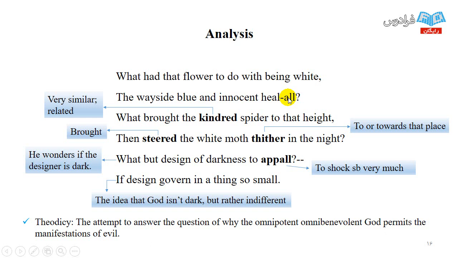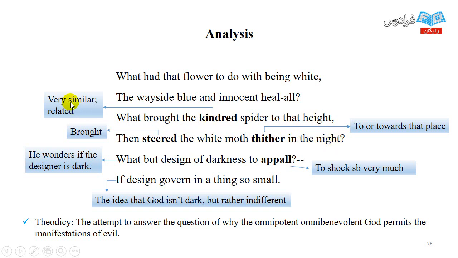And heal-all is generally supposed to be blue, but this one is white. The flower was white and the spider was white. So, the moth could not see the spider on the white flower. The flower is innocent. Who is responsible for the death of the moth? What brought the kindred spider to that height? Then steered the white moth thither in the night.